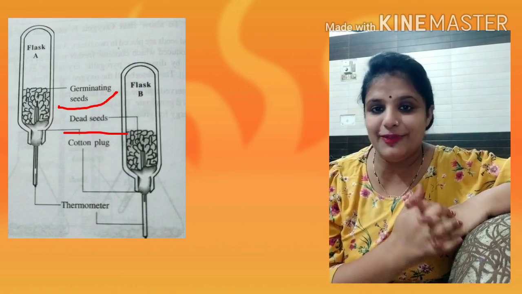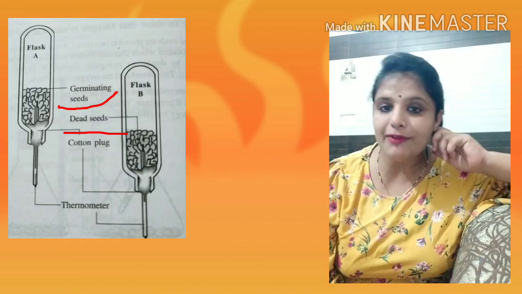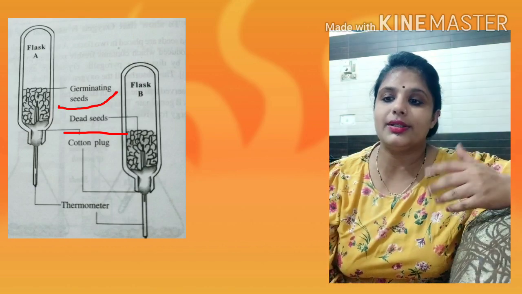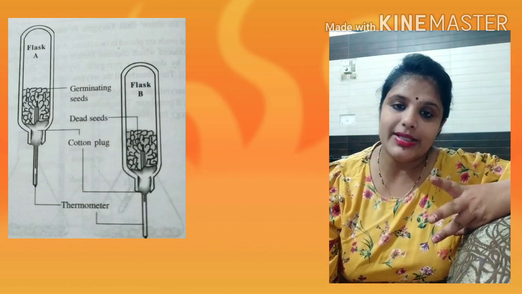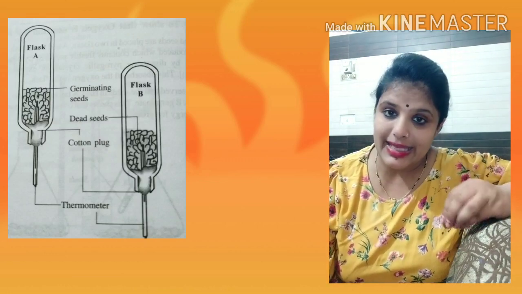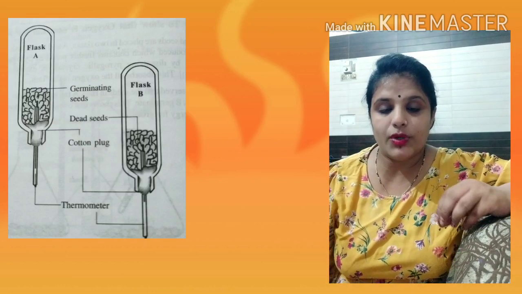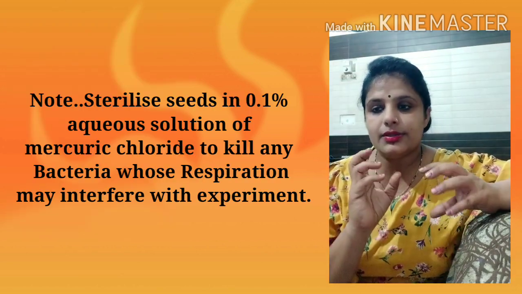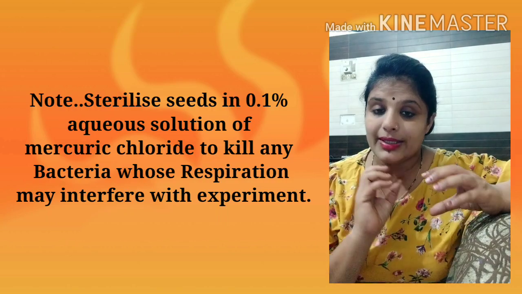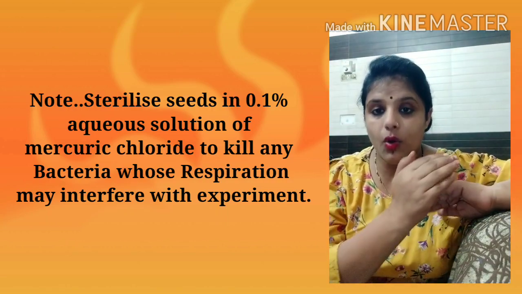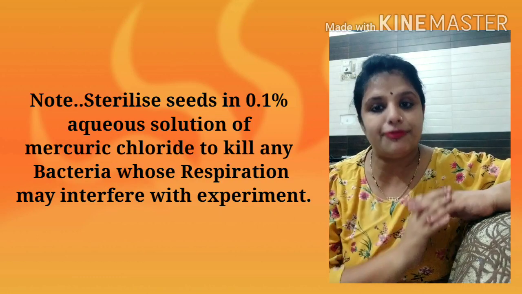In flask B we have a boiled seed. So what do we have to prove? We have to prove that during germination, or during respiration, the plant releases energy. Now in flask A and flask B, we will put a thermometer with a cotton plug to prevent any entry of heat from outside or any release of heat from the flask.